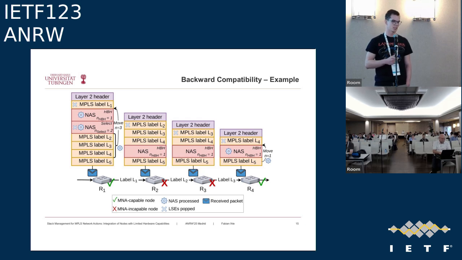So here's a quick example with the same network segment. This time you can see that the preceding node has the HBH NAS with n equals 1, and it also has a select scope NAS which has a parameter of n equals 2. This NAS is removed, 3 labels are brought to the top, and the NAS is never exposed, not even by the M&A incapable nodes.